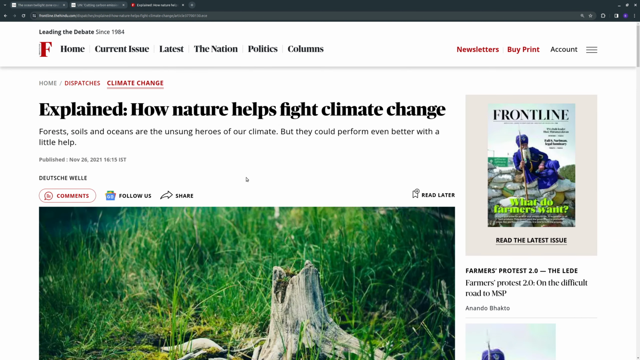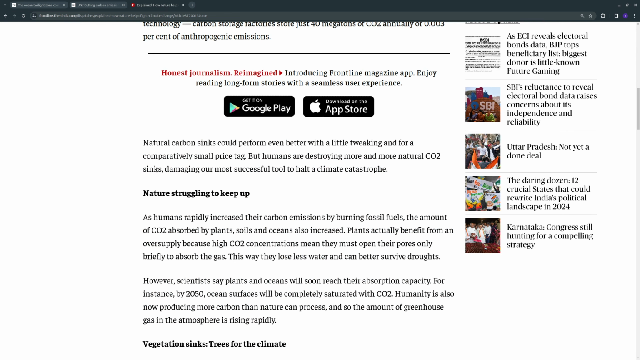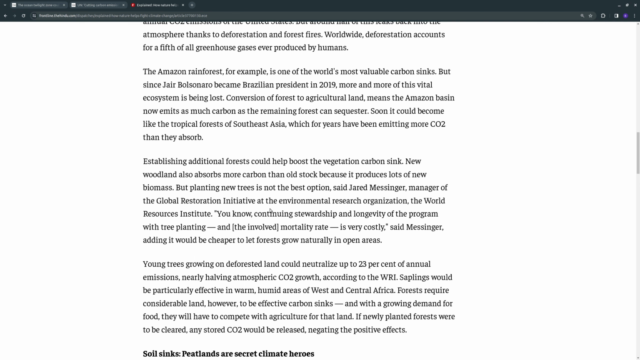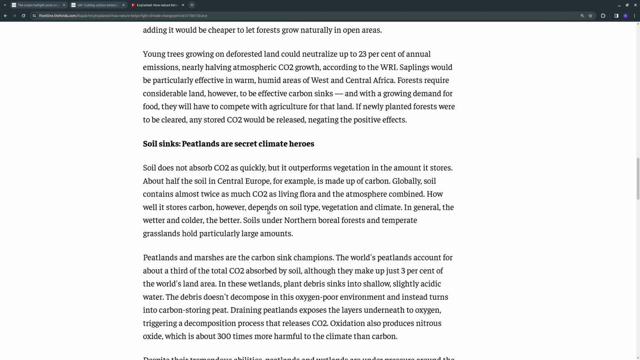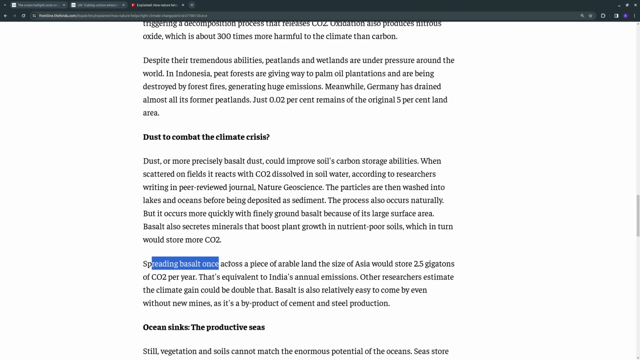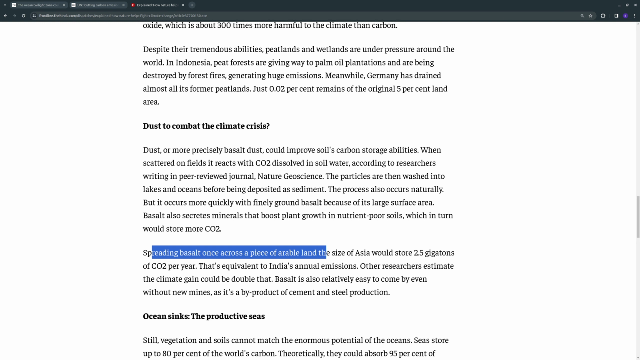So yeah, the next article is one that appeared in Frontline. It was published in November 2021, so it's a little old article, I would say, outside our prelims preparation phase. But if you see here, there was a mention of spreading basalt once across a piece of arable land.